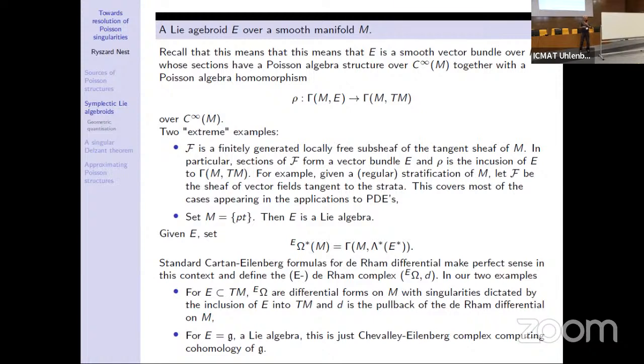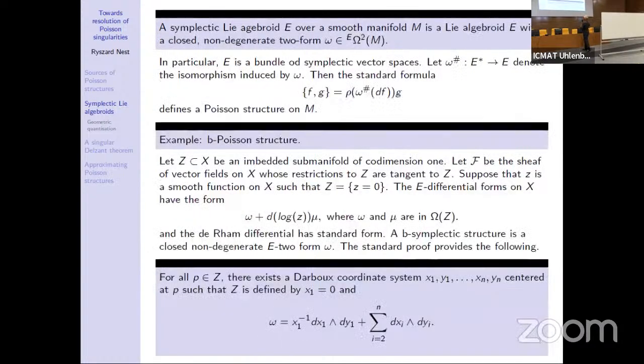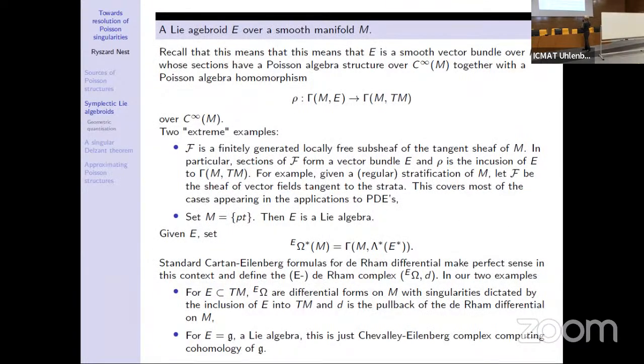So all the applications that you see in differential equations come from something like this. Another example, a silly example, but we're thinking of it: the manifold can be a point. So all we have is a vector space with a Lie bracket over the complex numbers. So a Lie algebra is an example.